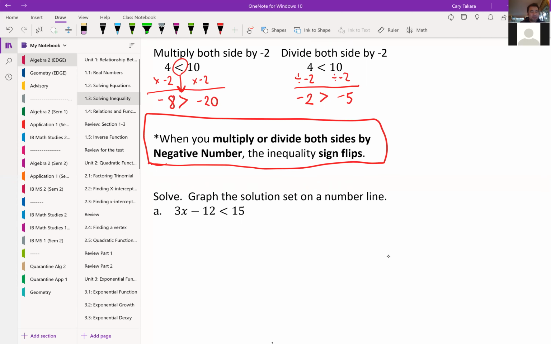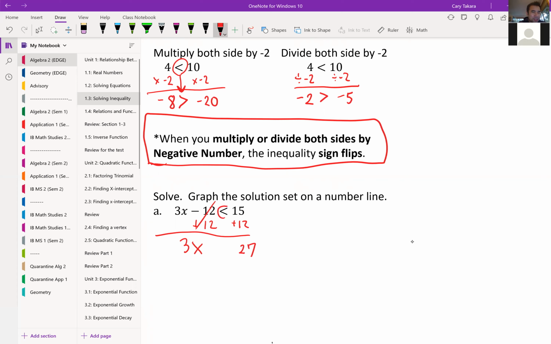First, let's do this all together. Don't we add 12 on both sides? Isn't that what you're going to do? And then that will be gone. So let's rewrite it. It's going to be 3x, and the right side is 27.